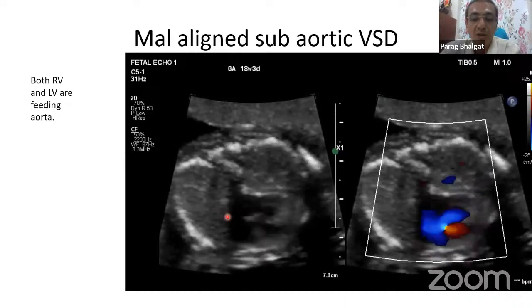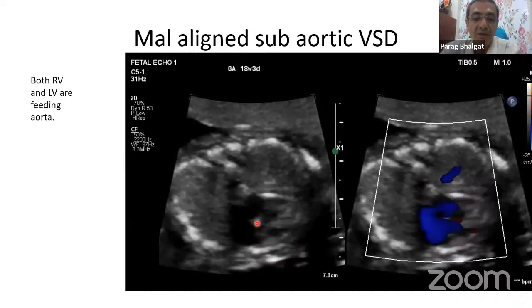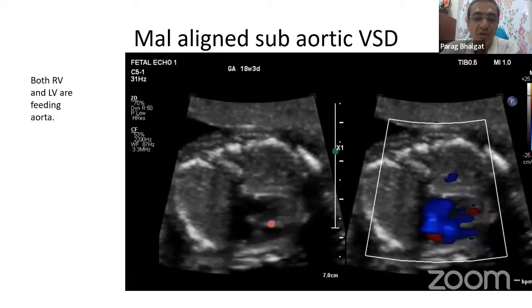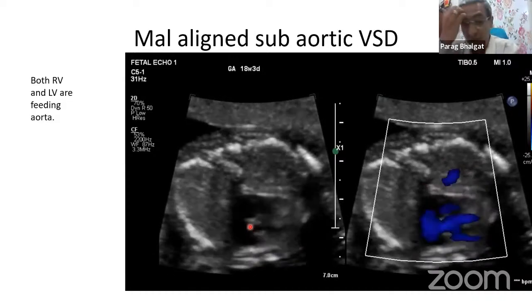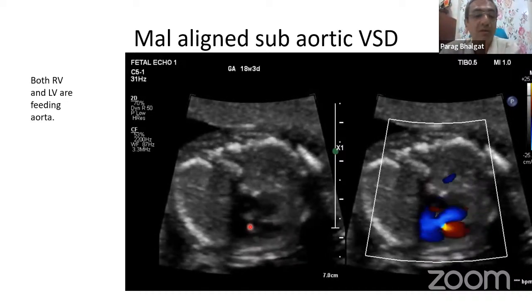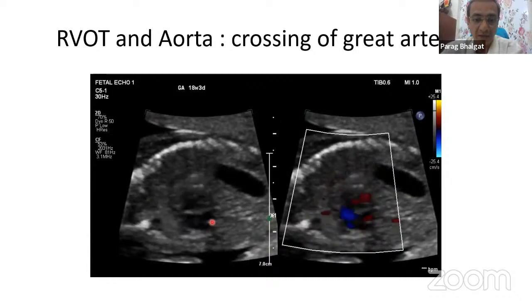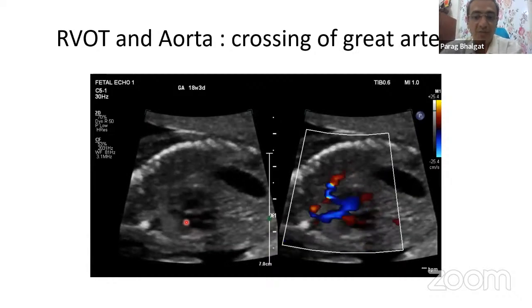Now again showing malaligned subaortic VSD, LV, RV, and VSD, aorta. So LV and RV both are feeding the aorta. Okay, aorta is arising from both the ventricles. This is crossing of inlet. LV giving rise to aorta and RV giving rise to MPA. You can appreciate the crossing. The size of MPA is small.